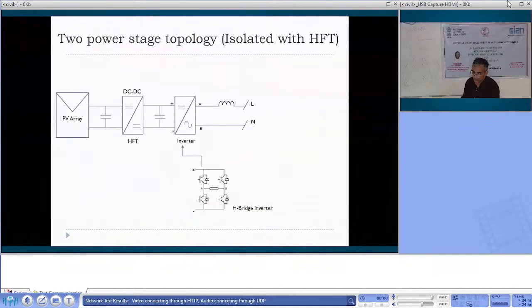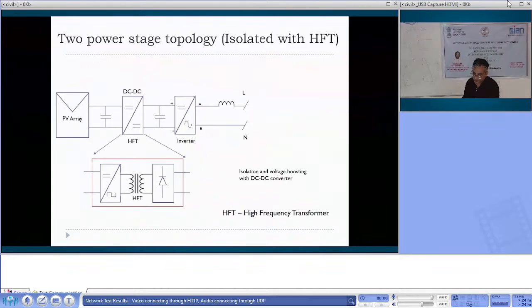So you have two power stages isolated with a high frequency transformer. Same thing as shown. This is your high frequency transformer, completely DC to DC with a high frequency transformer. So you have the inverter stage and you have the rectifier stage.